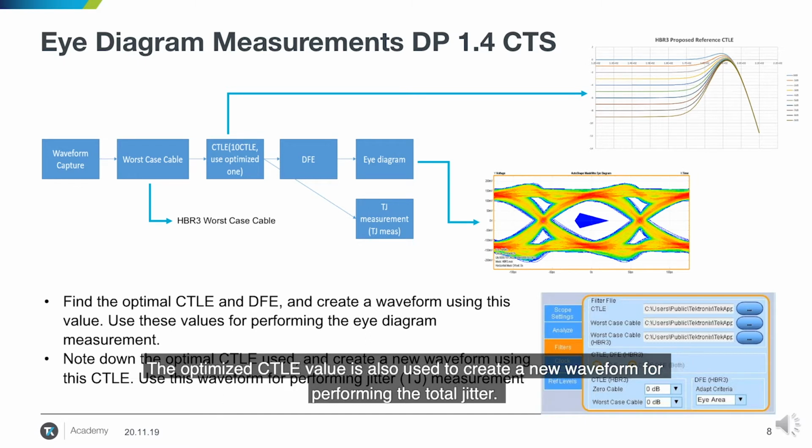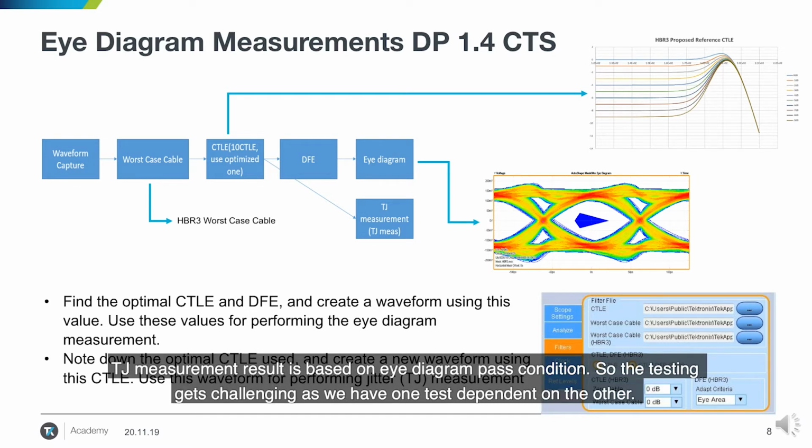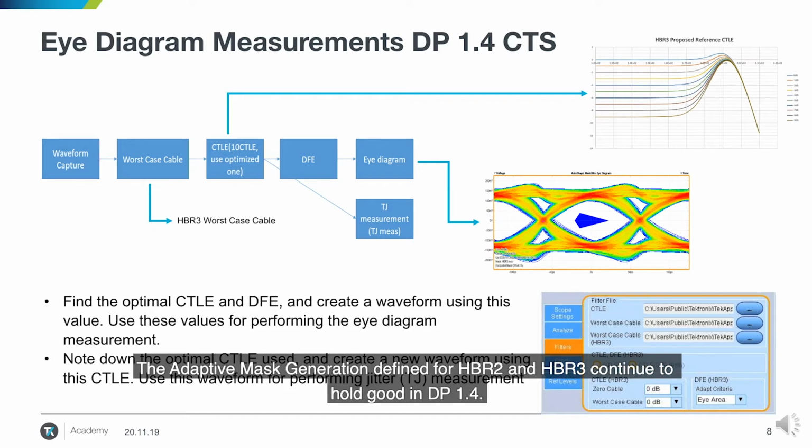The optimized CTLE value is also used to create a new waveform for performing the total jitter measurement. The total jitter measurement result is based on the eye diagram pass condition, so testing gets challenging as we have one test dependent on the other. The adaptive mask generation defined for HBR2 and HBR3 continues to hold good in DP 1.4, so the generated mask can be either symmetric or kite shape as shown in the eye diagram image.